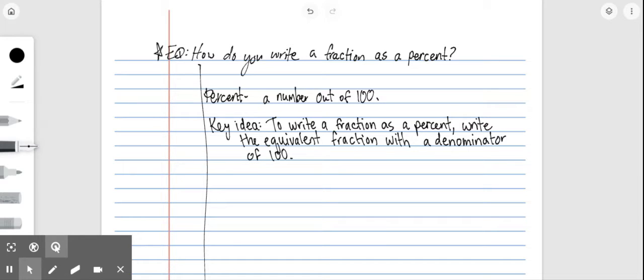As per usual with key ideas, with definitions, whatever, these notes are for you. So you write it in a way that makes sense to you. If you want to abbreviate things, if you want to draw diagrams and stuff, do what makes sense to you so that you understand this key idea. And then we're going to do an example.